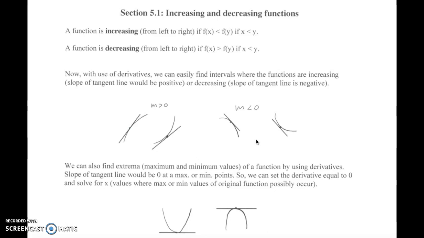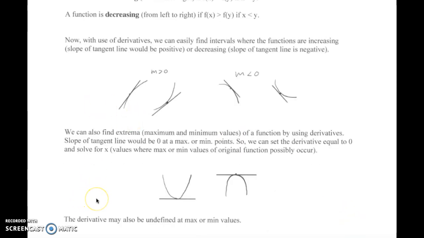If the slope of our tangent line is positive, then our function is increasing in that area. If our slope is negative, then the function is decreasing, and that can be shown by our tangent lines. We can also find our extrema, either our minimum or maximum values of our function, by using derivatives. The slope of our tangent line at these minimum and maximum values is going to be 0. It's going to be a horizontal line, or a line parallel with the x-axis.